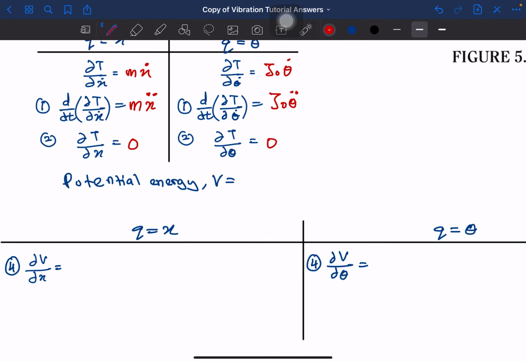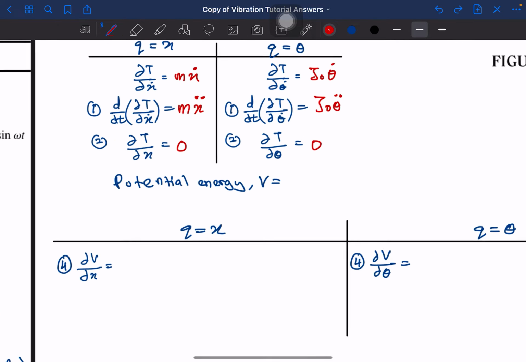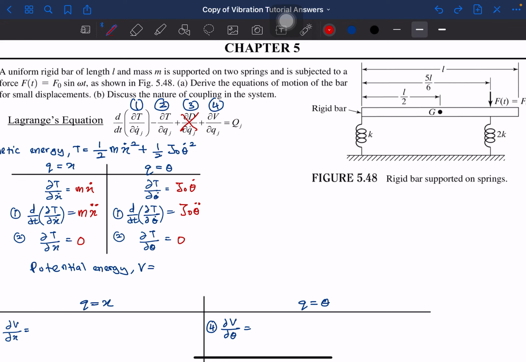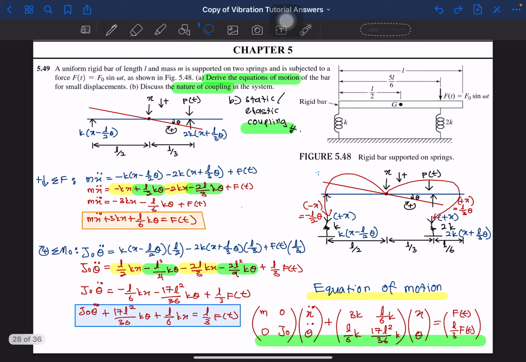Okay, settled for kinetic energy. We don't have damper, so we move on to the fourth one, which is potential energy. Potential energy is only at the springs, which are K and also 2K. I'm gonna bring back this thing here.